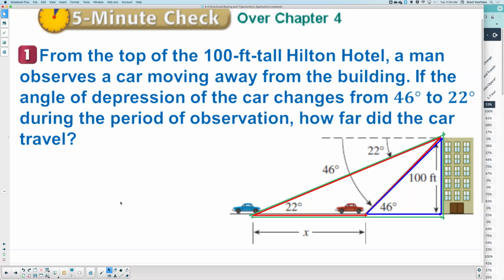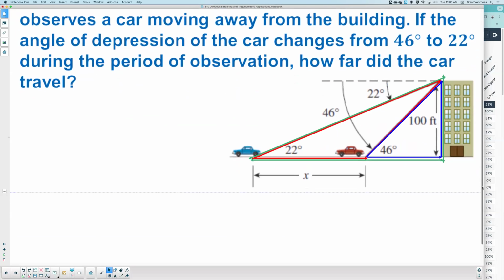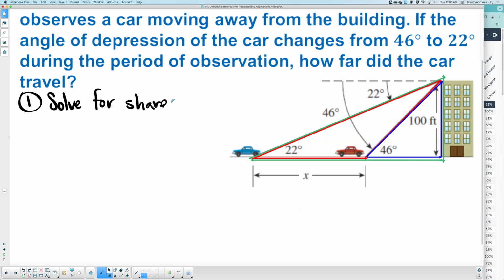So here's how I write this out. If you see 2 or more triangles, I want you to think of this as being 2 steps. Here's your first step. Step 1. Is everybody tracking with me? You're going to want to write this down. Trust me, you're going to want to write this down because this will apply the rest of the year. You want to solve for the shared side. Solve for shared side.